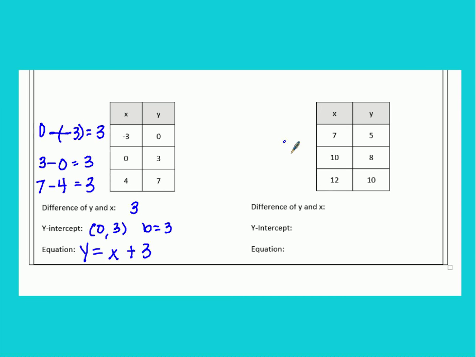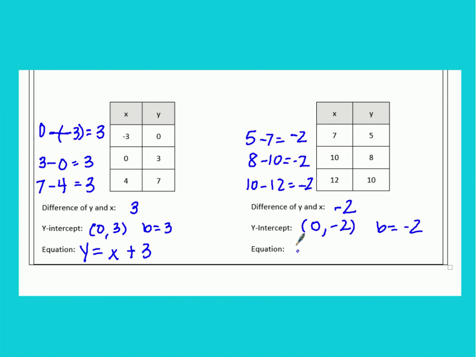In our last example we have 5 minus 7 as our difference between y minus x, and that's going to get us negative 2. We have 8 minus 10, that's negative 2, and 10 minus 12, which is negative 2. So the difference of y and x is negative 2 each time, which means our y-intercept is (0, negative 2), or b equals negative 2. And we can write this in an equation as y equals x minus 2.